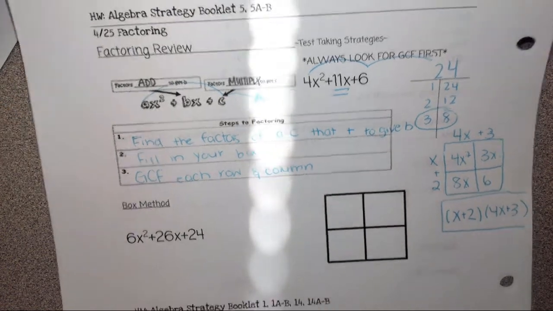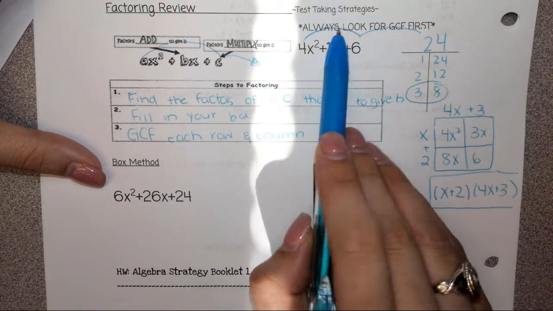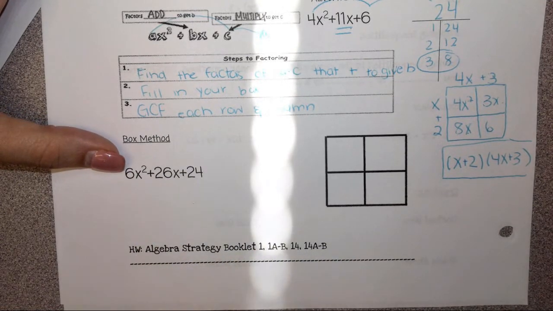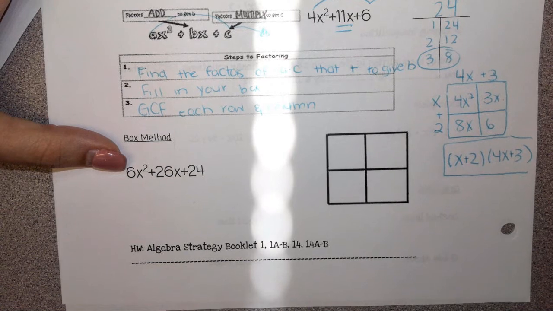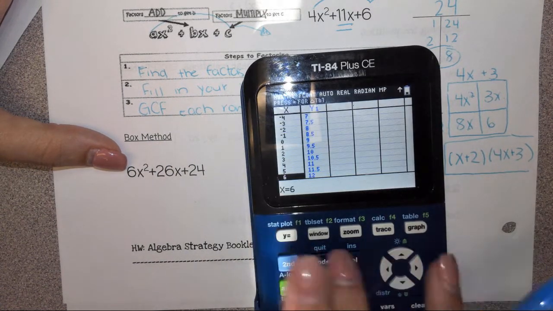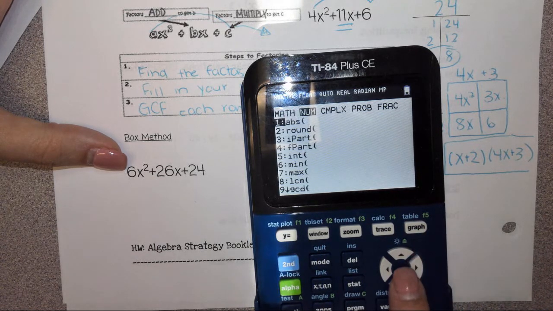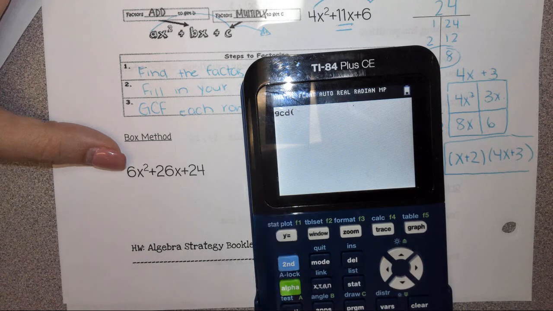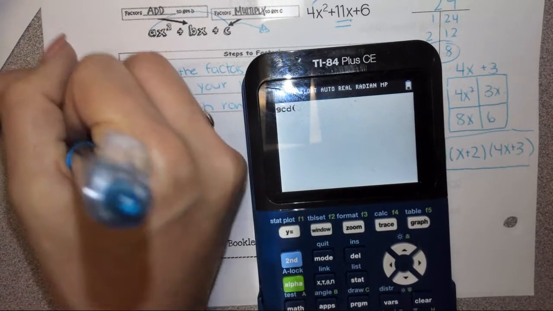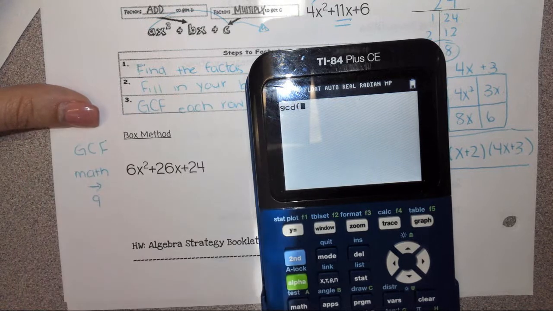So let's try it with one more. Here, you've got to remember that very beginning tip, always look for a GCF. Is there something I can take out of this term, and this term? Okay, so your calculator can do GCF for you if you don't remember how. If you do math, right, 9. So I'm going to write those down, math, right, 9. And this will find your GCF for you, okay?